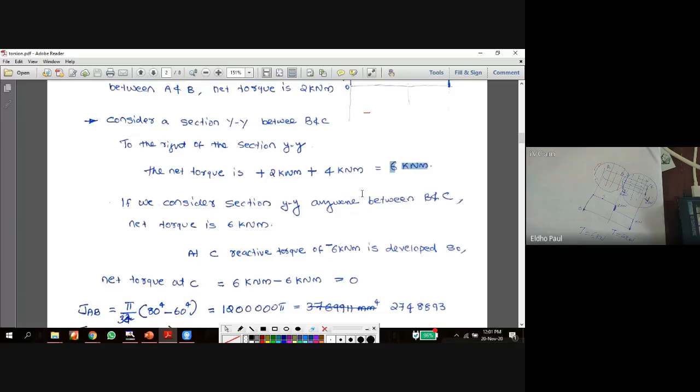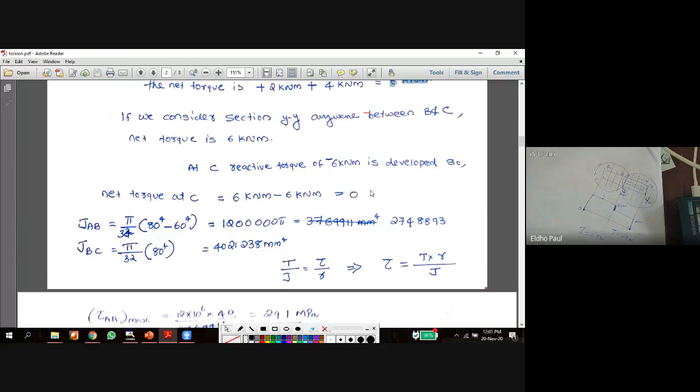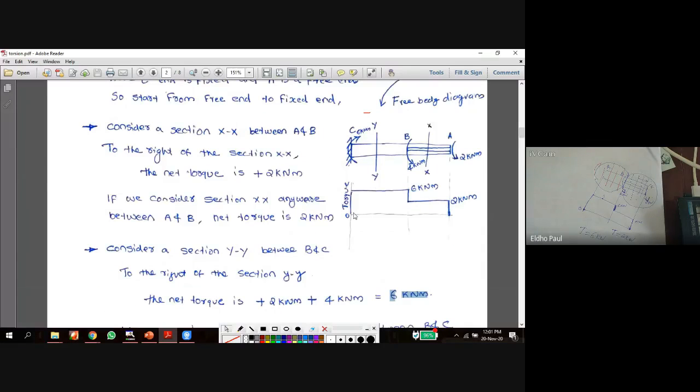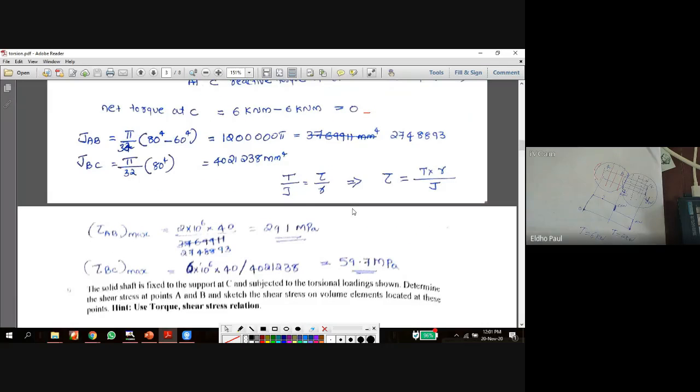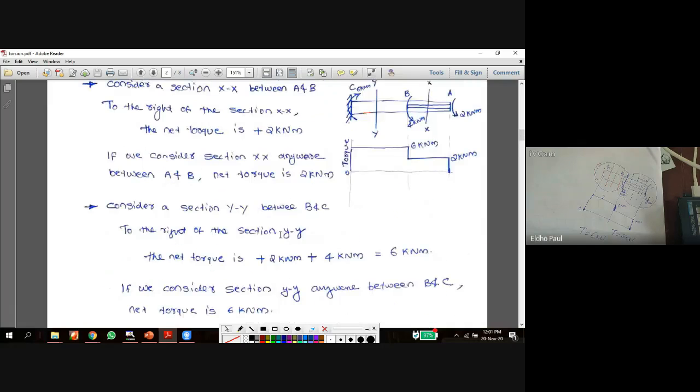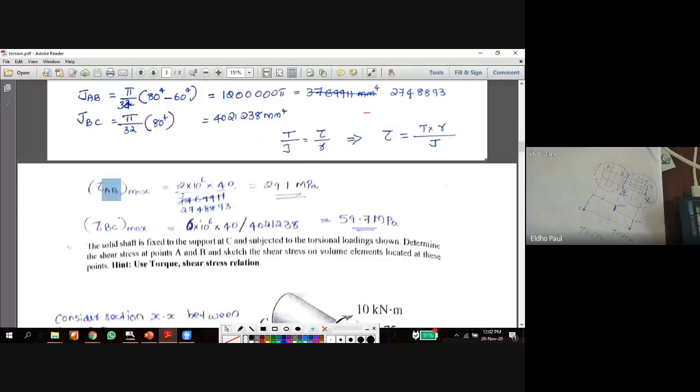6 kilonewton is here and 4 kilonewton. At point C, it is equal to 0. So for calculating the polar moment of inertia, we calculate it for AB. For the BC area also we calculate it. And we use a separate formula for calculating the shear stress at AB and shear stress at BC. For the AB area, the T value will be 6, and in the BC area, the T value for the calculation is equal to 2. So we get 2 separate answers.